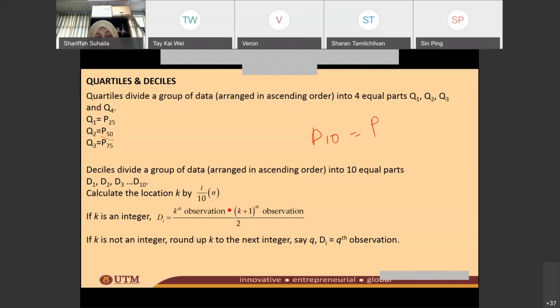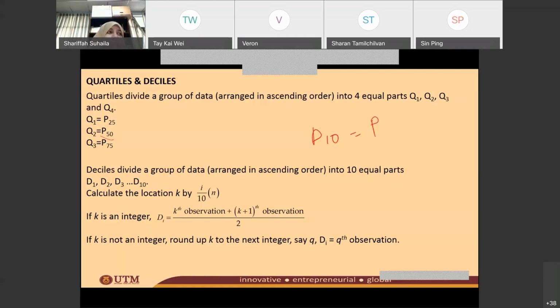But if your k is not an integer, you round up to the next integer. Okay. So the same procedure applies for the decile and also the percentile. If you have Q1, it's the same thing: you have 1 over 4. If you have Q3, that one is 3 over 4. But you can maintain using the same formula. For example, you just convert.